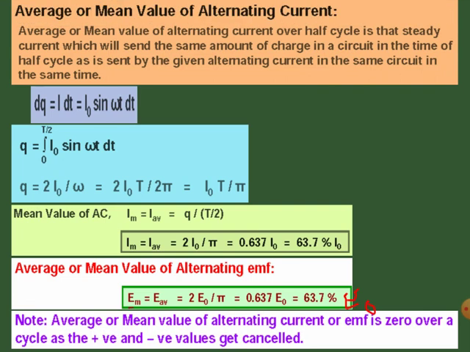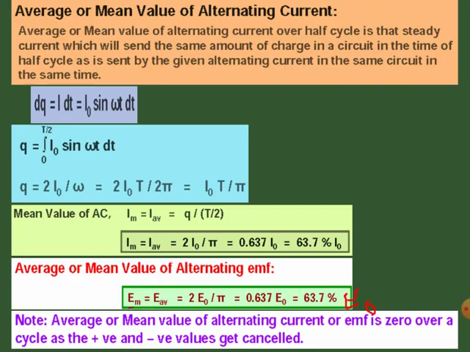Now the average or mean value of alternating current or EMF is 0 over a complete cycle. That is why we have taken either the positive half or the negative half only. Because as much as there is in the positive half, that much there is in the negative half, but they are opposite in direction, opposite in sign, so they will cancel each other if we take the whole complete cycle. That is why the mean or average value is generally defined over the half cycle only.